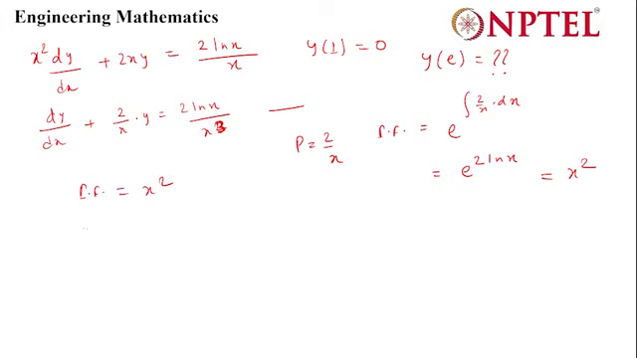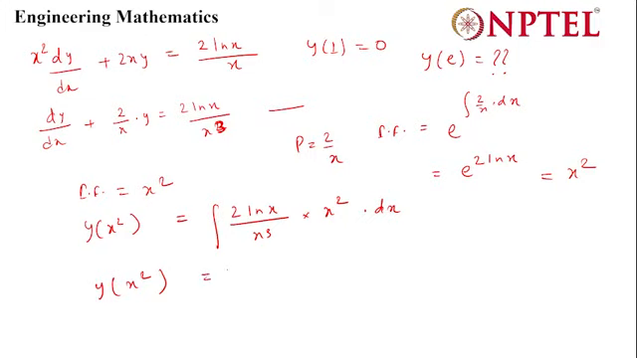Okay. Now what will be the solution? Y into the integrating factor is equal to the integration of q multiplied by the integrating factor dx. Y into x square will be the integration of ln x divided by x dx.